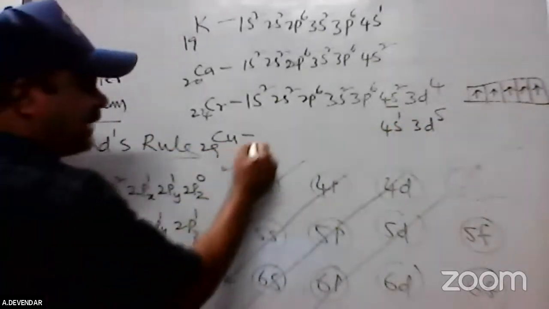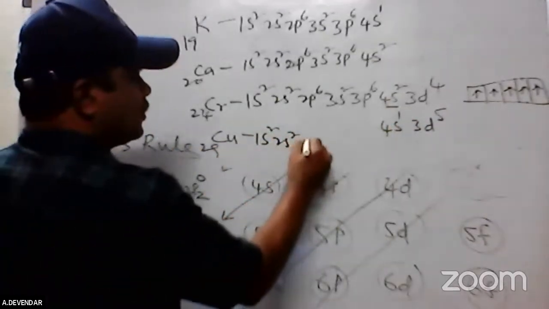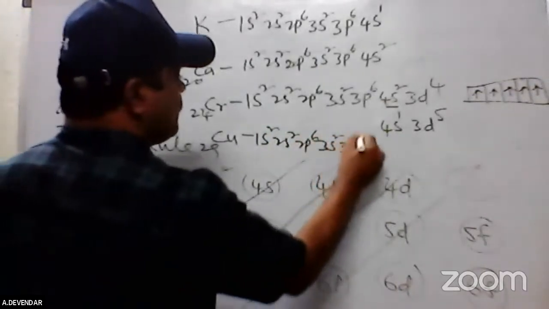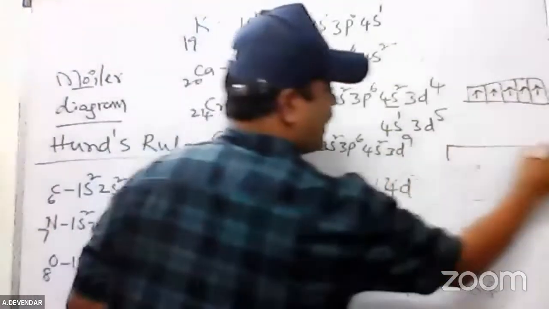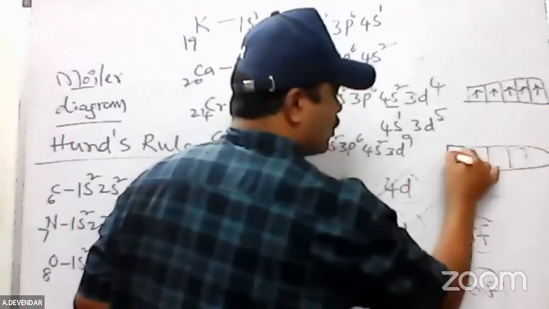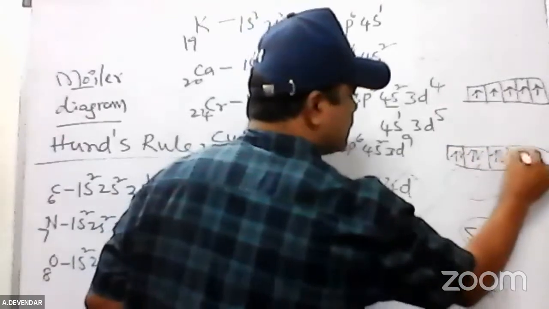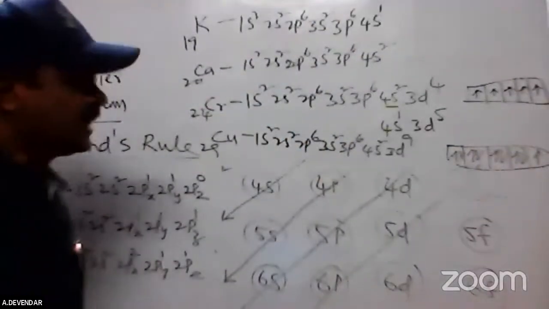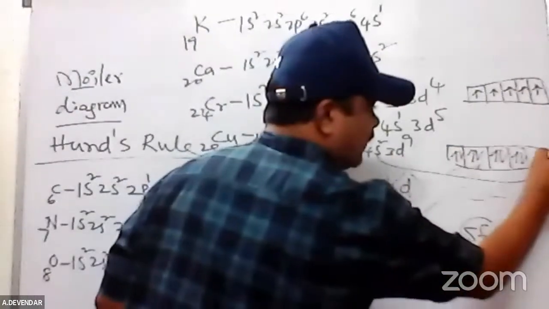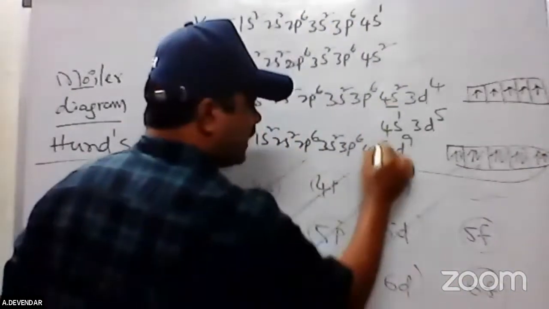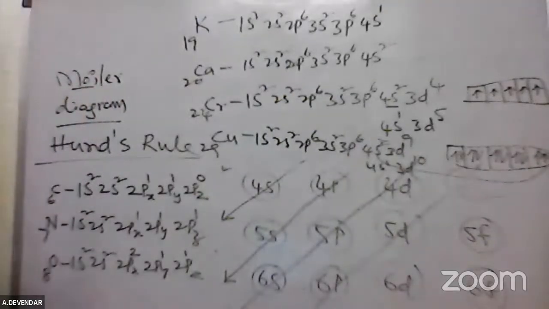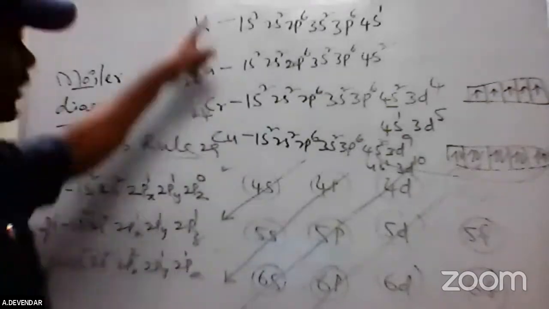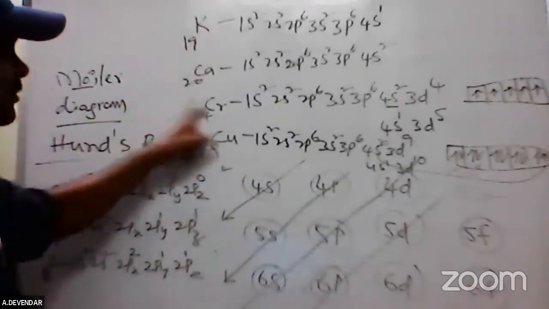In a similar manner, copper: 1s2, 2s2, 2p6, 3s2, 3p6, 4s2, 3d9. Here the d has 9 electrons, so again you have an incompletely filled orbital. Only 1 electron is needed. If one more electron goes in, it will be completely filled. So you get 4s1 3d10 instead of 4s2 3d9. You also have to explain that in the electronic configuration. They particularly ask this in the 5 marks question. You have to write the important ones: potassium, calcium, chromium, and copper.